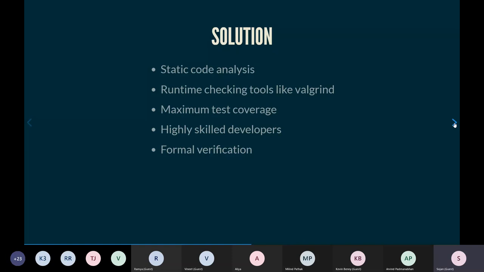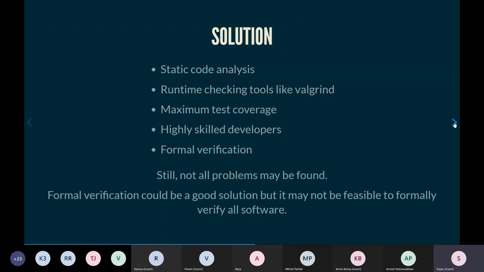It's very difficult. Formal verification introduces some constraints in how you can write your code, especially when it comes to systems programming. When you're doing some crazy stuff with your registers, with your hardware, it's hard to formally verify such pieces of code. But still, all problems may not be found. Again, formal verification may find these if you're able to formally verify all your code. But formally verifying all your code is not so easy.